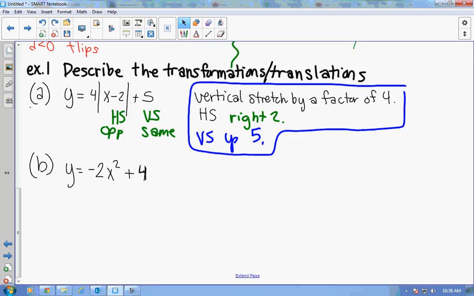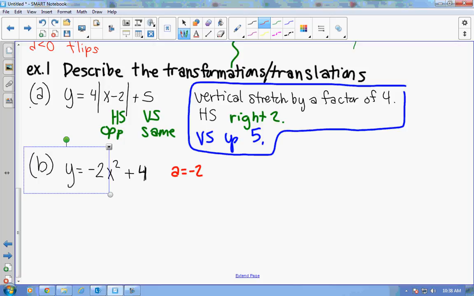Let's do this. Fingers up in the air. What is the value of A? Good. A is a multiplier. A is not 0 in this case. A is -2.